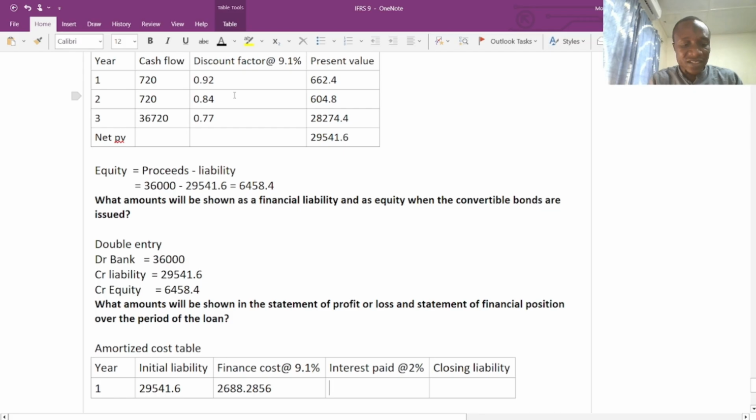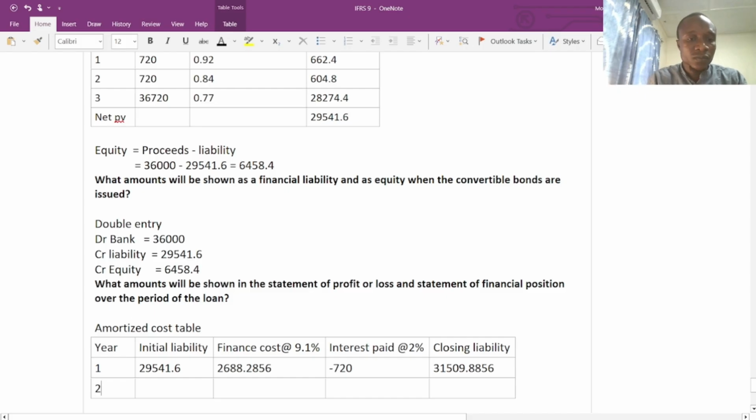The interest is what? 0.02 multiplied by 36,000 will give us 720. The closing liability will be 29,541.6 plus 2,688.2856 minus 720, which will give us 31,509.8856.